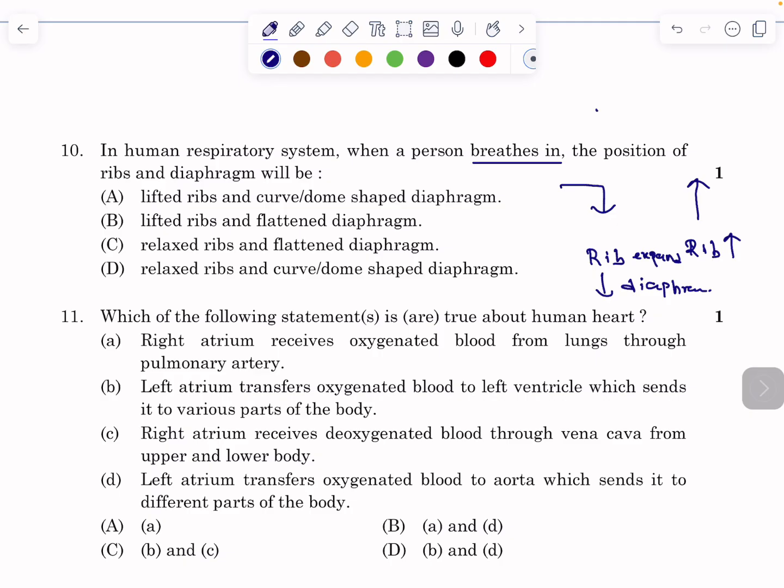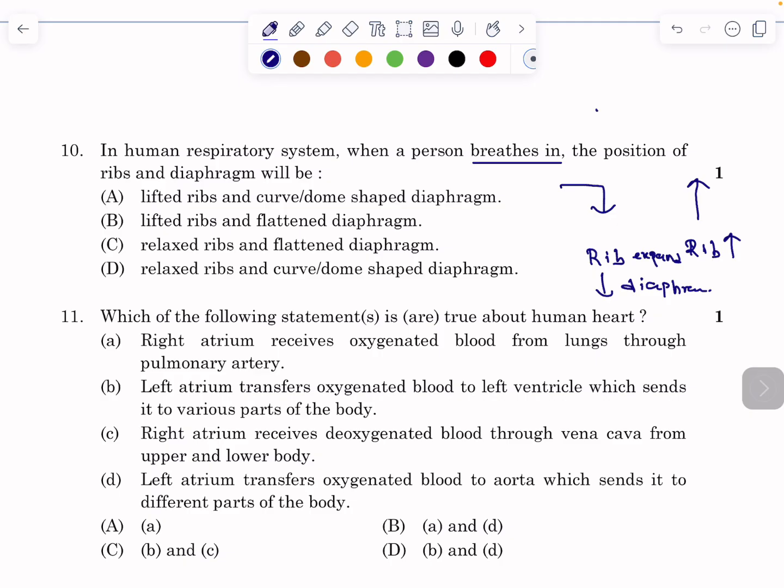So which one is the right answer? Breathe in, so rib cages are: lifted ribs and curved dome-shaped diaphragm; lifted ribs and flattened diaphragm; relaxed ribs and flattened diaphragm; and relaxed ribs and dome-shaped diaphragm. Which one is the right answer? Lifted ribs and flattened diaphragm.